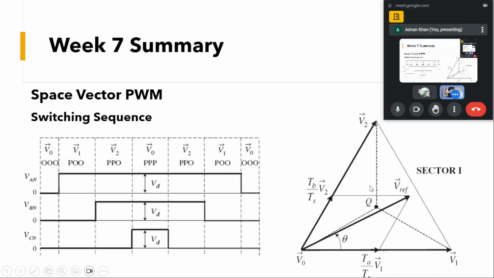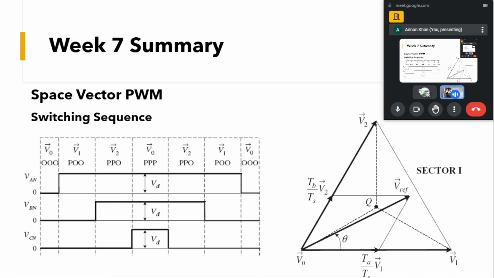So now we saw that if we want any position of this resultant vector, we can switch it on. But now we want to see how we will have this switching sequence. We can have any switching sequence. You can first switch on this vector and then this vector. But the right way of doing it is how it is shown here. What we want is minimum switching changes in one switching time.